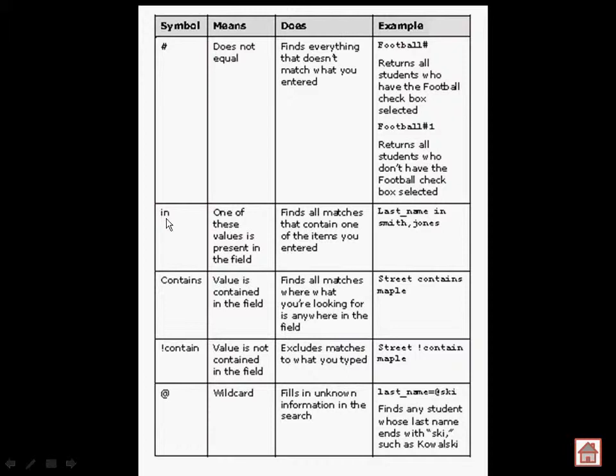Then we got a comparator called in. So you could say last name is in Smith, Jones, and it will look within that. Or a better example would be, I'm looking for this student, last name Jones, within 8th grade, 9th grade, or 10th grade. So you could use a comma to separate it, but you can use in as your comparator to search for those kids.